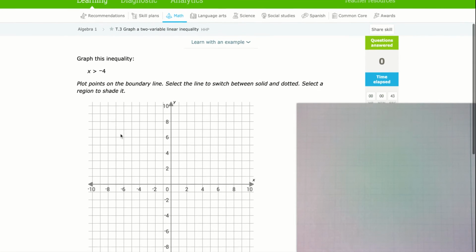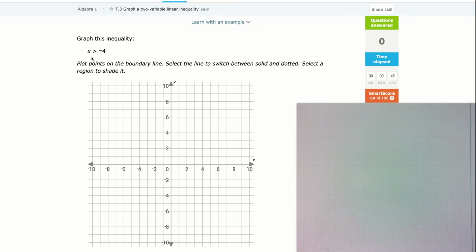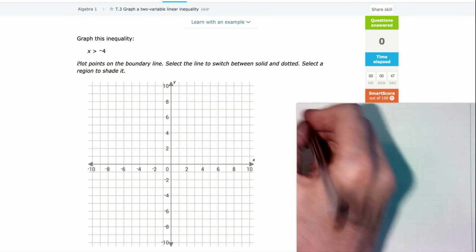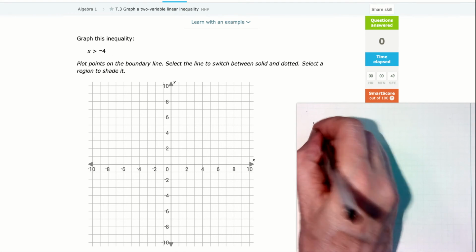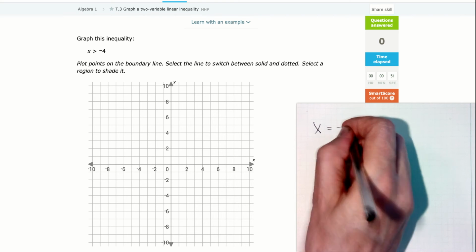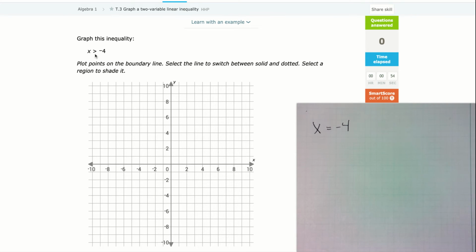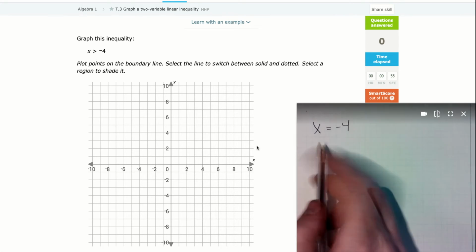But to do this, the first thing I like to do is treat the inequality like it's an equation. I'm going to treat it like it's just x equals -4. So I'm going to treat that inequality symbol as an equal sign. Now I'm going to graph this.